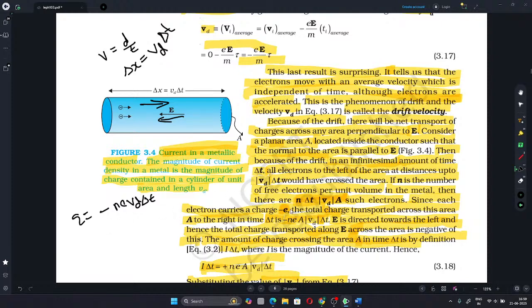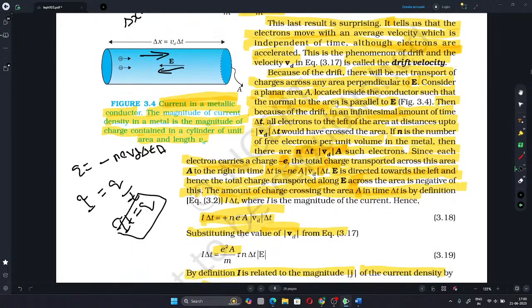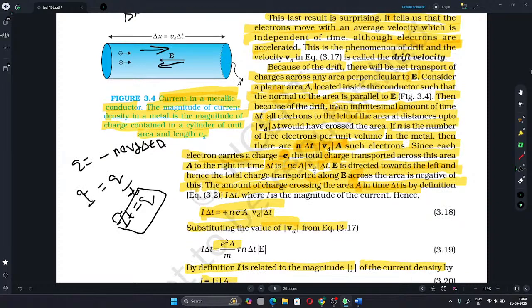n e vd delta t times A, right? Yes. Right, n e vd delta t times A. This is the formula for Q, but if we take current equals Q by t, so I times t should be equal to Q. That is why here they substituted I delta t equals plus n e A vd delta t. And here this will be the equation.